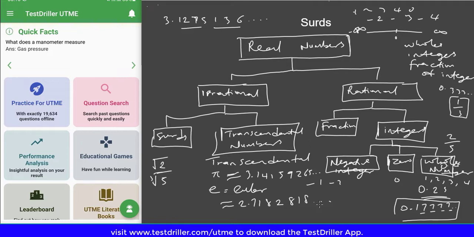So today we'll be talking about surds. So this is what we're interested in. We're interested in roots of integers, roots of positive integers. So that's what a surd is. A surd is a number that is a root, it could be a square root, cube root, or whatever root, of a positive integer. So let's get into it.